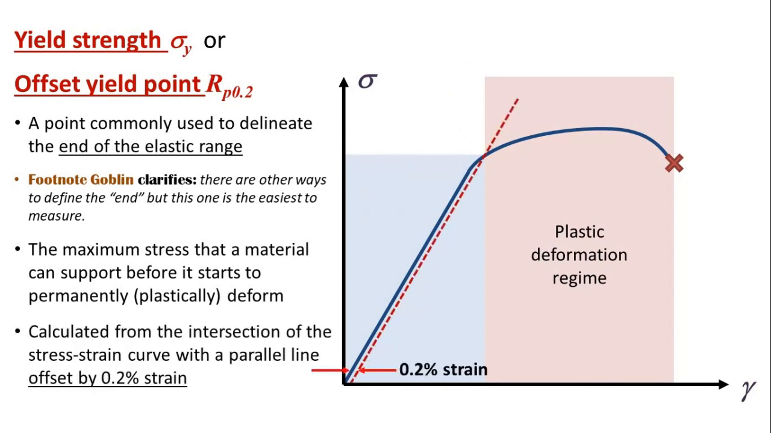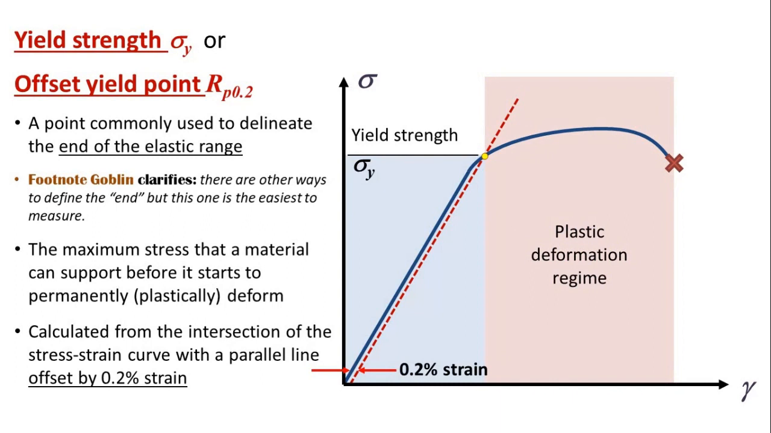Draw a parallel line to the elastic line offset by 0.2% strain. Where the curve and line intersect, that's the yield strength, the maximum stress the material can support before beginning to incur significant permanent damage, and a commonly used point delineating the end of the linear elastic range. The rest of the curve is the plastic deformation regime.